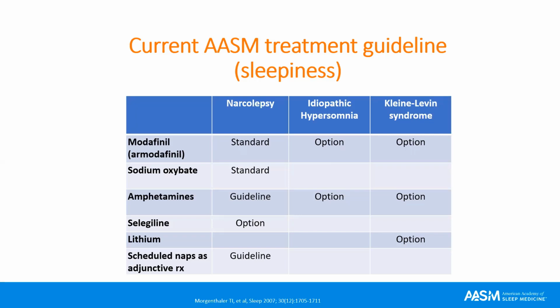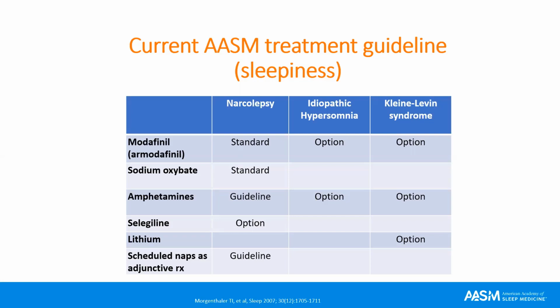And you will see for narcolepsy, modafinil and sodium oxybate are standard. Amphetamines are guideline because there are just fewer controlled trials, because these medicines are old, and so there's not as much money to invest in doing randomized controlled trials. For idiopathic hypersomnia, modafinil is an option, as are amphetamines. And then for Klein-Levin, modafinil and amphetamines sometimes wake people up during Klein-Levin, but then they're angry and altered. So that might not be great.